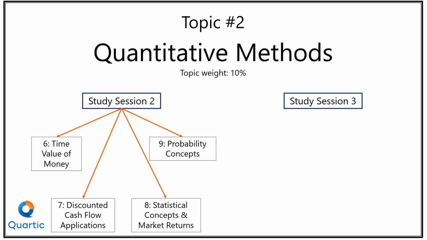Covariance and correlation are covered here, but if you don't learn it here, you've got an opportunity as it will come up again in portfolio management. So in a nutshell, from Study Session 2, you need to focus most of your energy on readings 6, 7, and 8, as the majority of what you learn there is actually going to be required elsewhere.